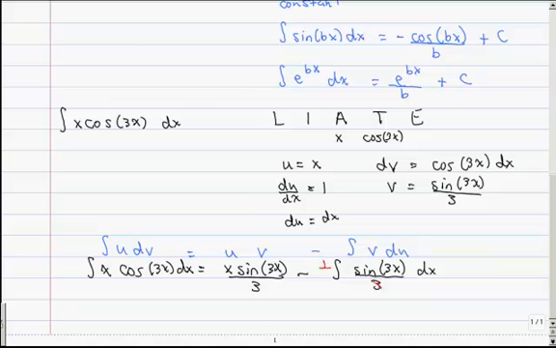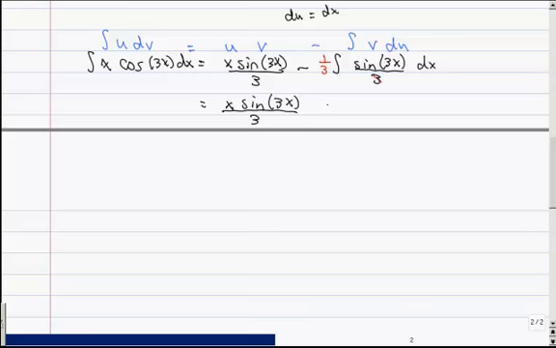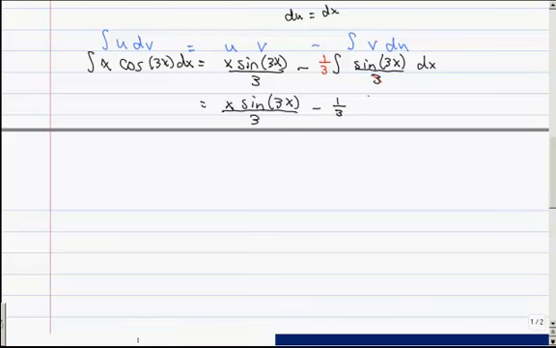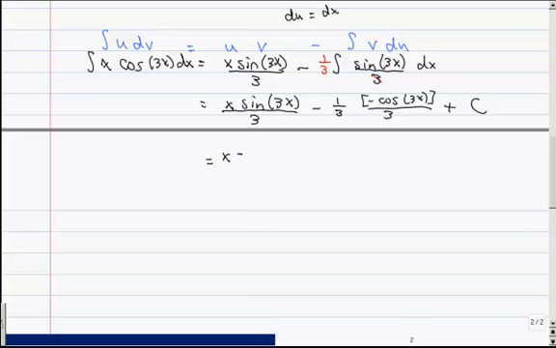We can take the factor of 1/3 out of the integral, and we'll be left with x sine of 3x over 3 minus 1/3 times the integral of sine of 3x, which is negative cosine of 3x divided by 3, plus a constant of integration. So this becomes x sine of 3x over 3 minus, I should say plus, minus negative cosine of 3x over 9 plus the constant of integration.